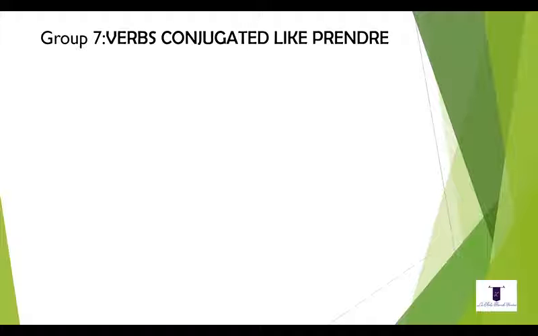So now here we are at our lesson, group 7. If you don't have the rest from group 1 to group 6, it means you have to go to our previous lessons. Group 7, verbs conjugated like prendre. So how do you form the present tense of this verb?